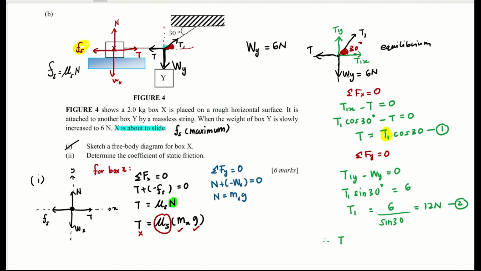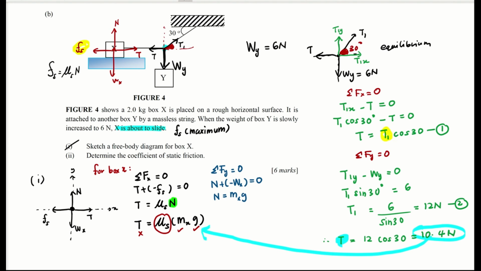Therefore, we can get tension of the string T is equal to T1 cos 30. T1 tadi adalah 12 cos 30. So, akhirnya saya dapat T dekat situ adalah 10.4 Newton. Tapi belum menjawab soalan di mana 10.4 Newton ini, T ni tadi, kita nak guna untuk cari kita punya mu. Okay, so kita nak kira mu. Therefore, mu S is equal to tension 10.4 over mass of box X, which is 2 kg times 9.81.